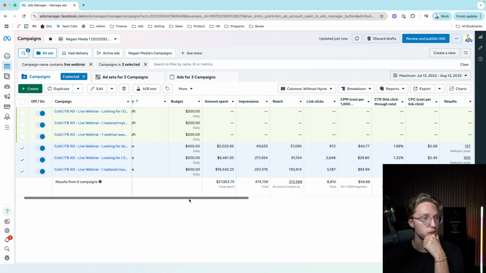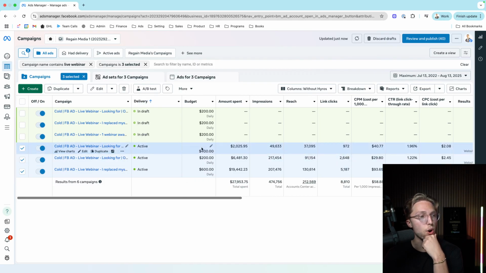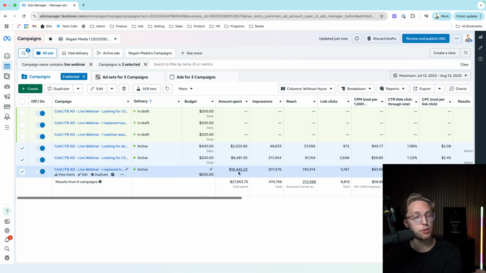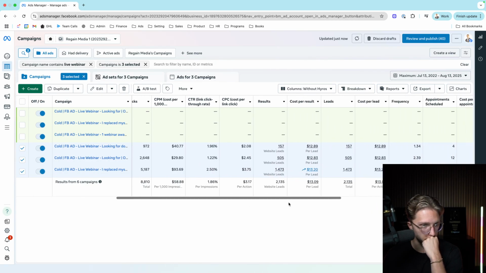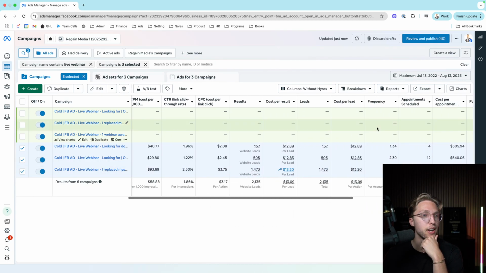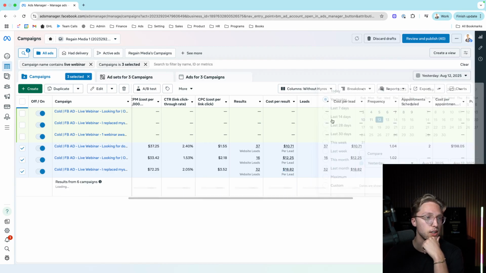Okay, so now we're down to 3 campaigns right here. One at $400 a day, $200 a day, and $600 a day. You see in this one, we spent almost 20 G's, 20 grand on that one. And it keeps rising up, man. Okay, so again, I'll look at yesterday.